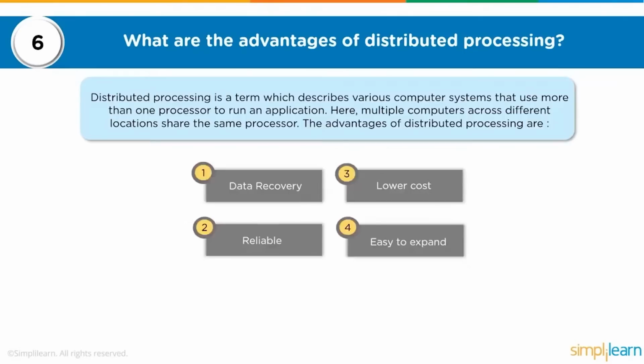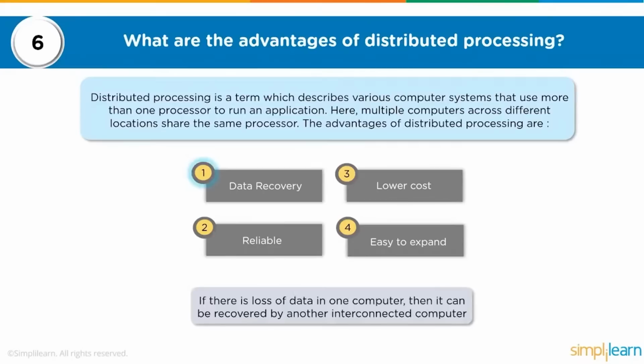The advantages are that it can be very useful in data recovery, for example RAID, where you're striping data on various hard disks. It is reliable, it is cheaper, lower cost can be achieved, and it is easy to expand because of the scalability factor that we just talked about. If there is loss of data in one computer, it can then be recovered by another interconnected computer. One of the examples would be blockchain in today's world. What is blockchain? This data is created live and stored on a connection of computers. So if one of the computers goes offline, the other computers in that network will still have that data, and the blockchain will still function without any issues.